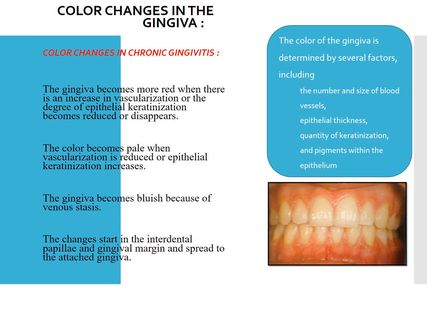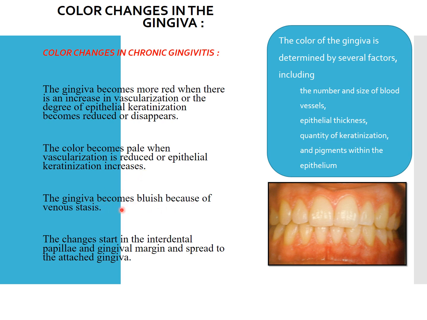Coming to the color changes in the gingiva, the color of the gingiva is determined by several factors, including the number and size of the blood vessels, epithelial thickness, quantity of keratinization, and number of pigmented cells in the epithelium. When there is inflammation, the gingiva becomes more red, as there is an increase in vascularization and the degree of keratinization is reduced. The color becomes pale when the vascularization is reduced or epithelial keratinization increases. You can see that vascularization will be reduced in patients with anemia and also in females with menstruation. The gingiva becomes bluish because of venous stasis.